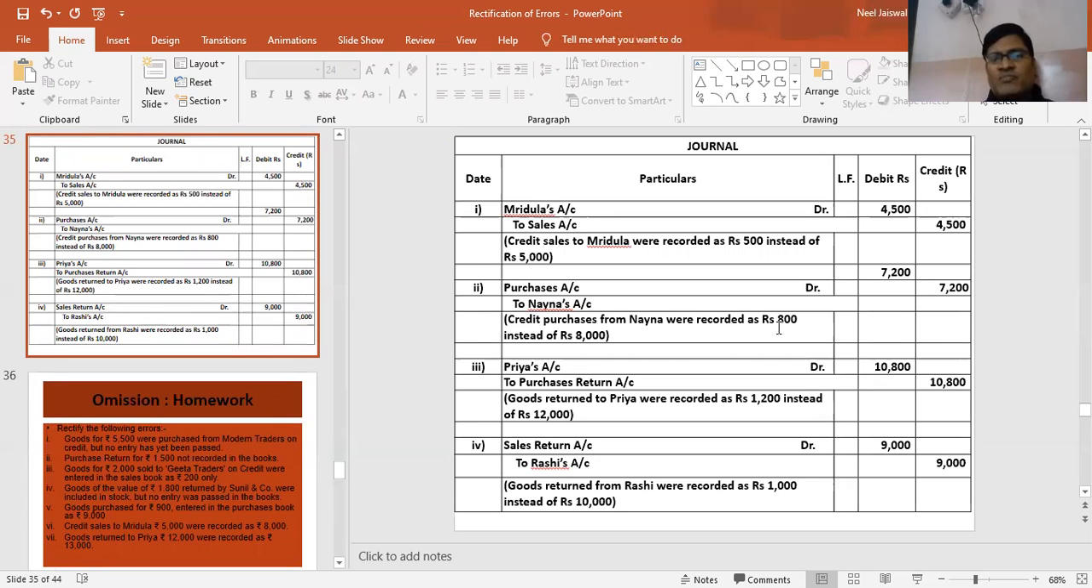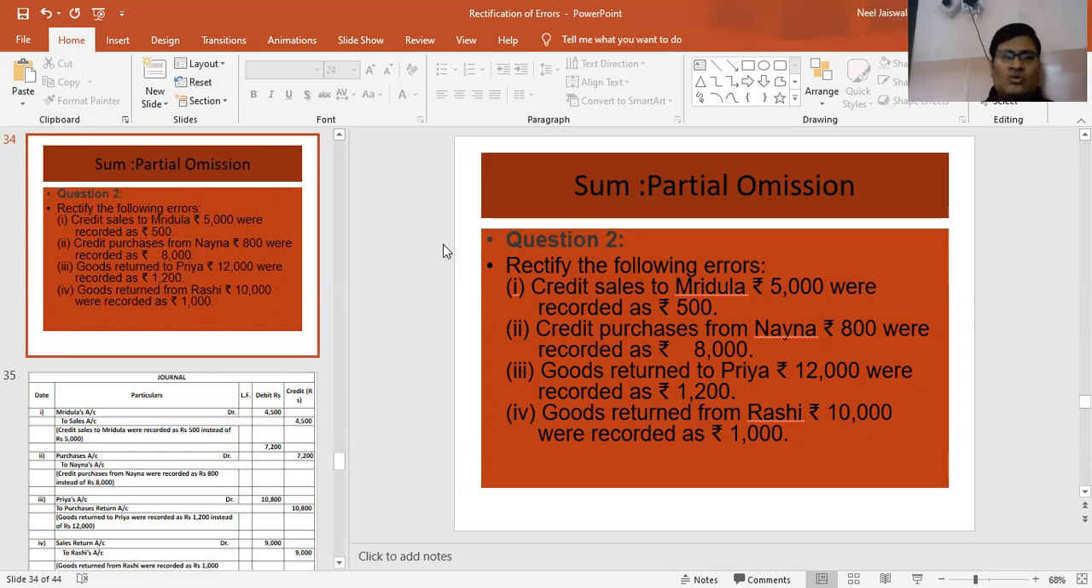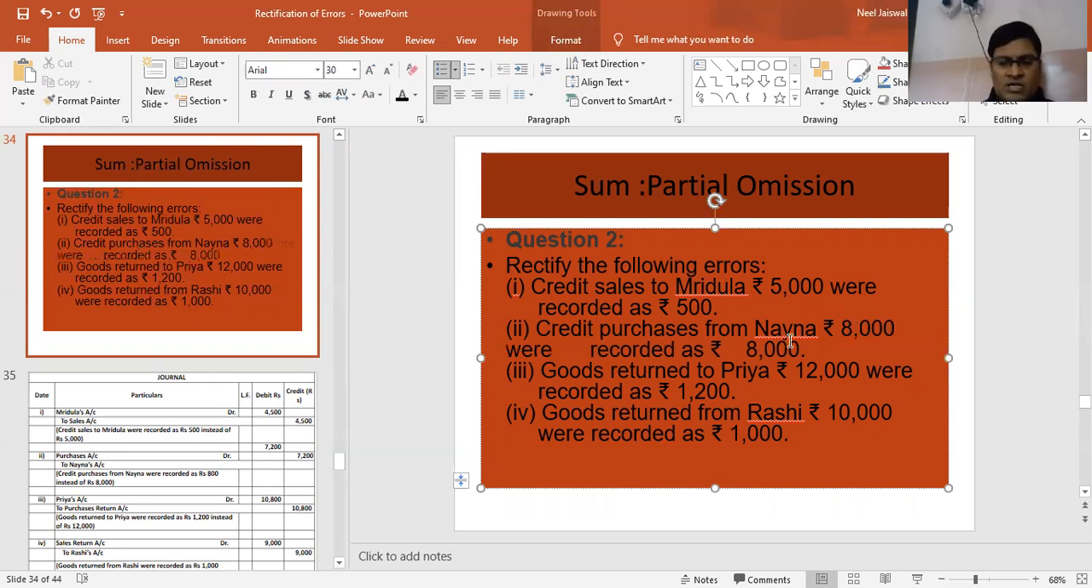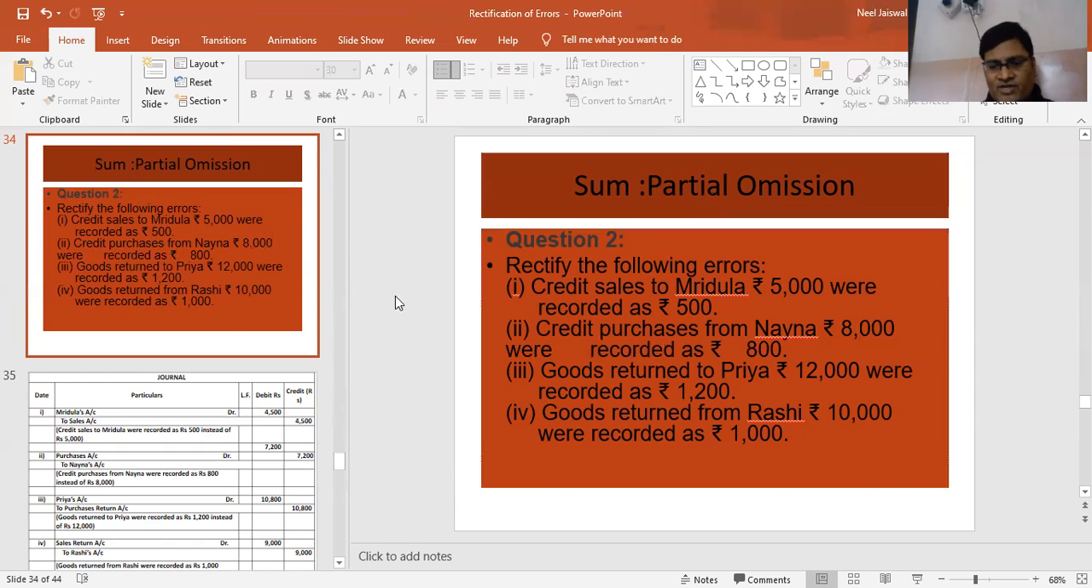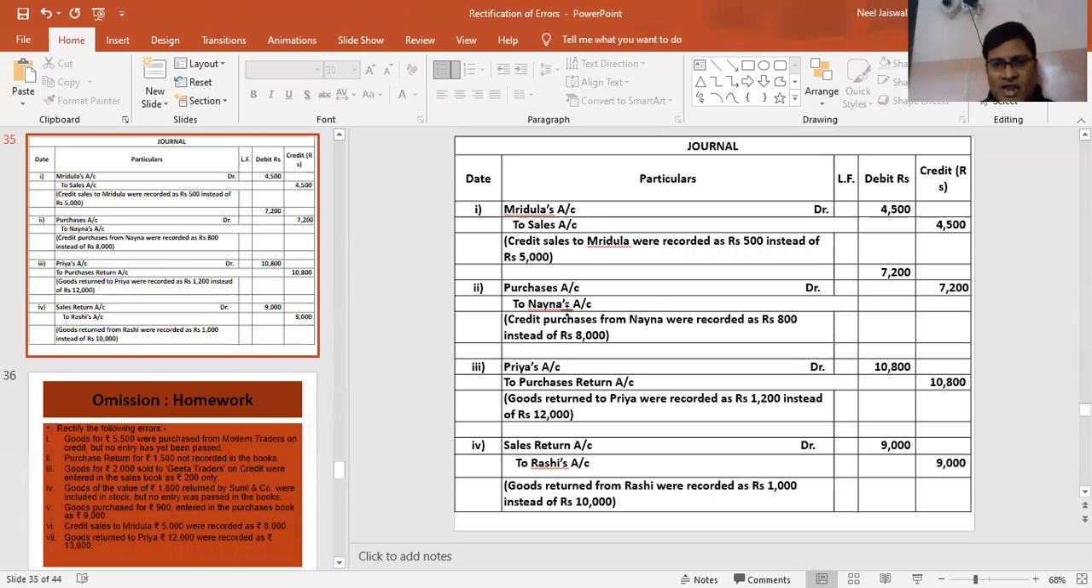Credit purchase from Naina was recorded as rupees 800 instead of 8,000. My journal 8,000 was recorded as rupees 800. See students, this is the solution I have done. If, as it was given earlier, credit purchase from Naina 800 was recorded as 8,000, then I have to do the opposite thing. Then I would have done Naina to purchase. I have to reduce Naina, I have to reduce purchase, as I was giving you the example as it was given. Though I have changed the sum as given in the solution.